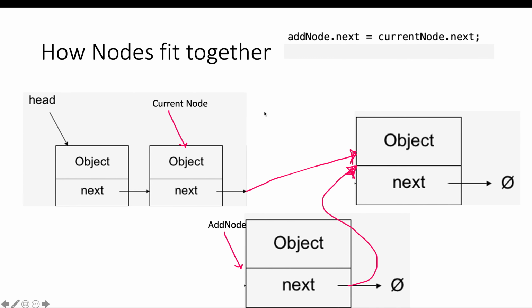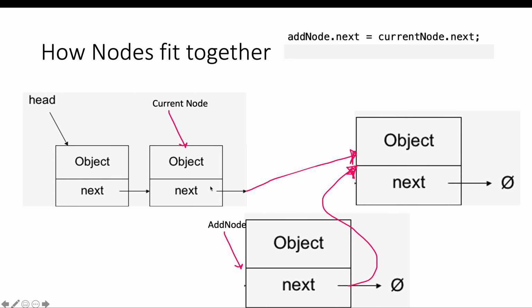And the first way to do that, now next is already pointing for the current node. Our linked list is not broken yet. What we want to do is make add node's next point to the same thing that current node's next points to. So we say add node dot next is equal to current node dot next, and that's what this line of code does. So now we have add node and current node pointing at the next node in line in the linked list.